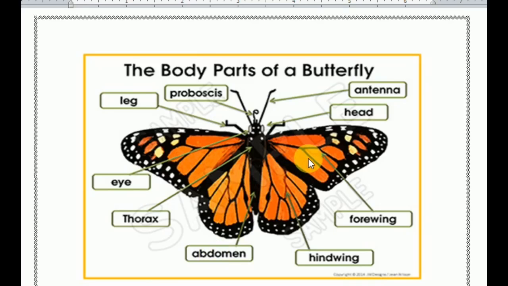So children, what are the 7 common body parts that all insects have? We can see here: head, thorax, abdomen, 2 eyes, 2 antennas, wings. All these 7 and 6 legs. These are the 7 body parts of an insect.